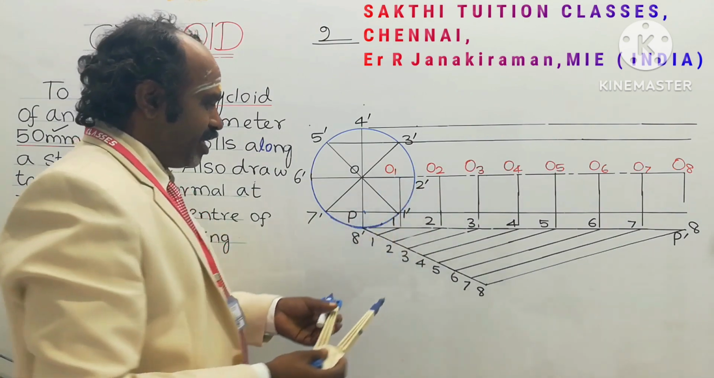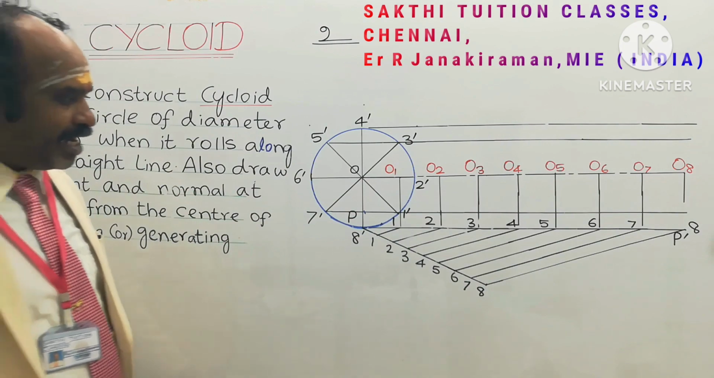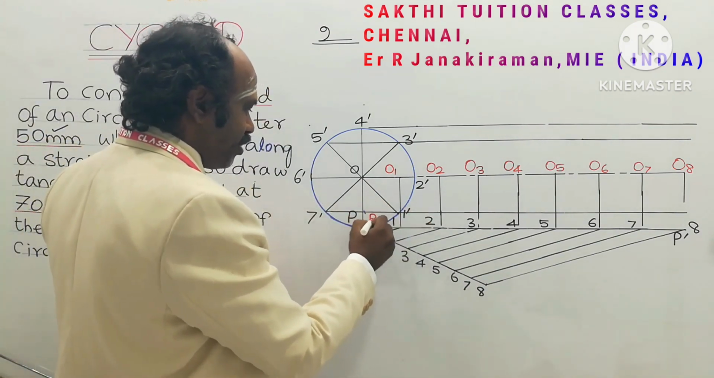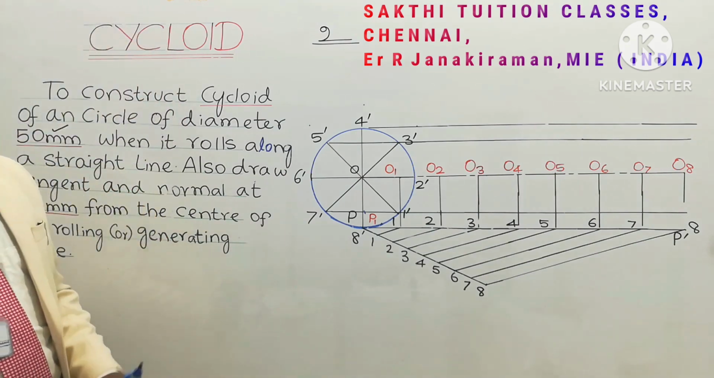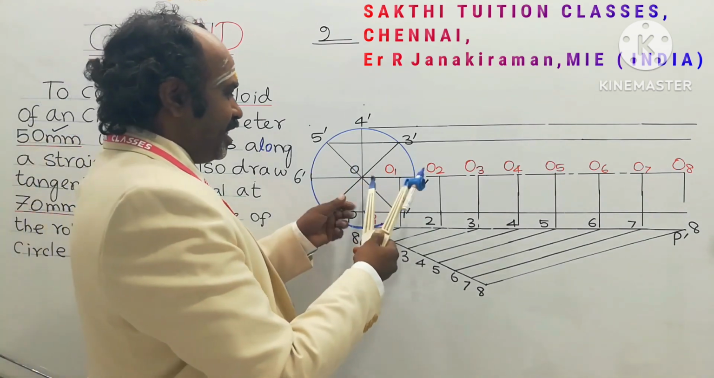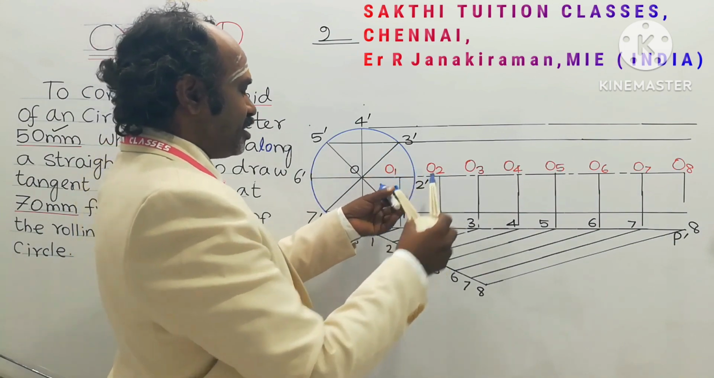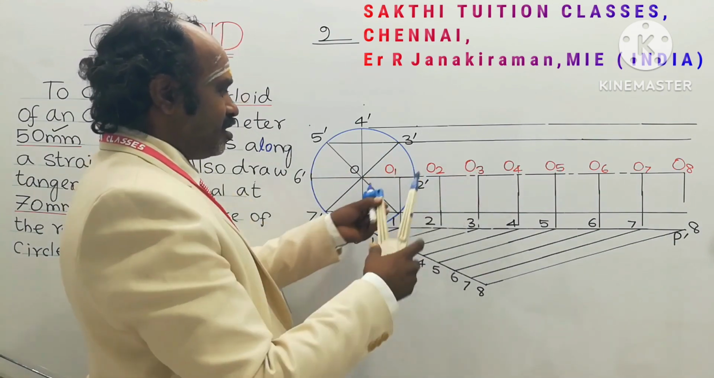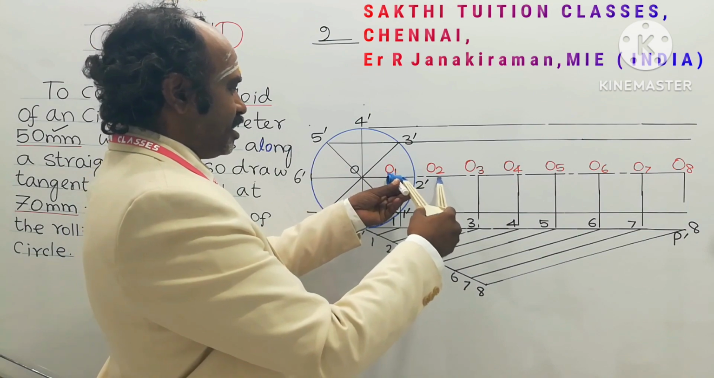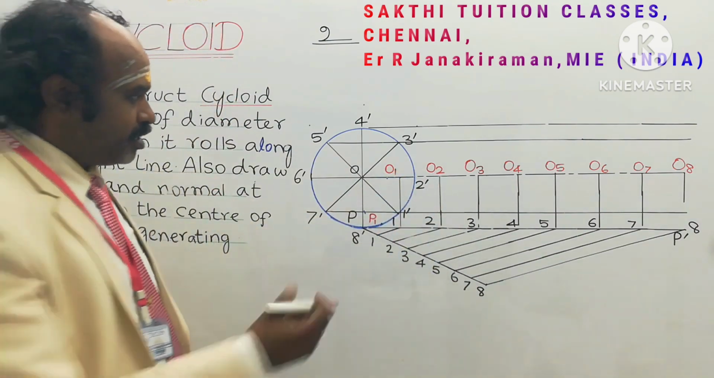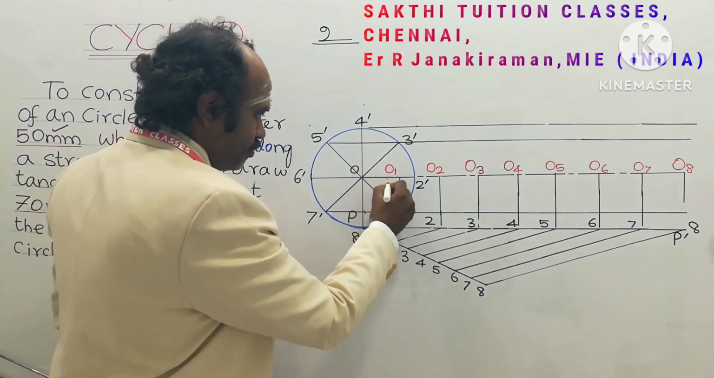Okay. The point where the arc intersects with the line passing through 1 dash of the circle is marked as P suffix 1, point number 1. Understand? Next, with the same radius in your compass every time, O2 as center, cut an arc on the line passing through 2 of the rolling circle. It cuts here. So this is point number 2. This point shall be marked as P2.